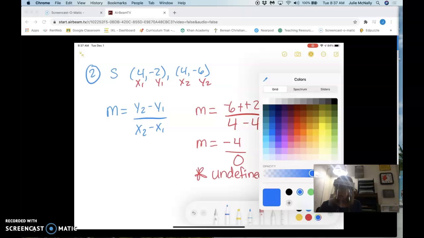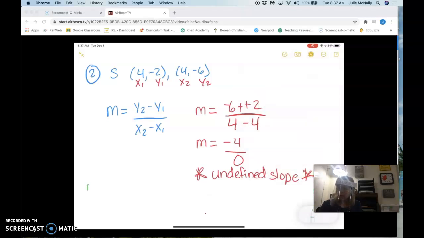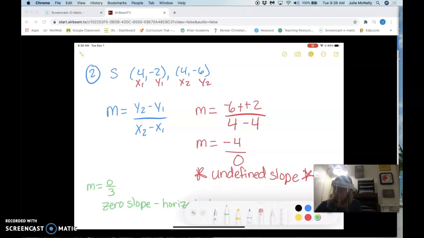So if I get m equals 0 over 3, for example, we're going to call that zero slope. And that will be a horizontal line. And this will be a vertical line.